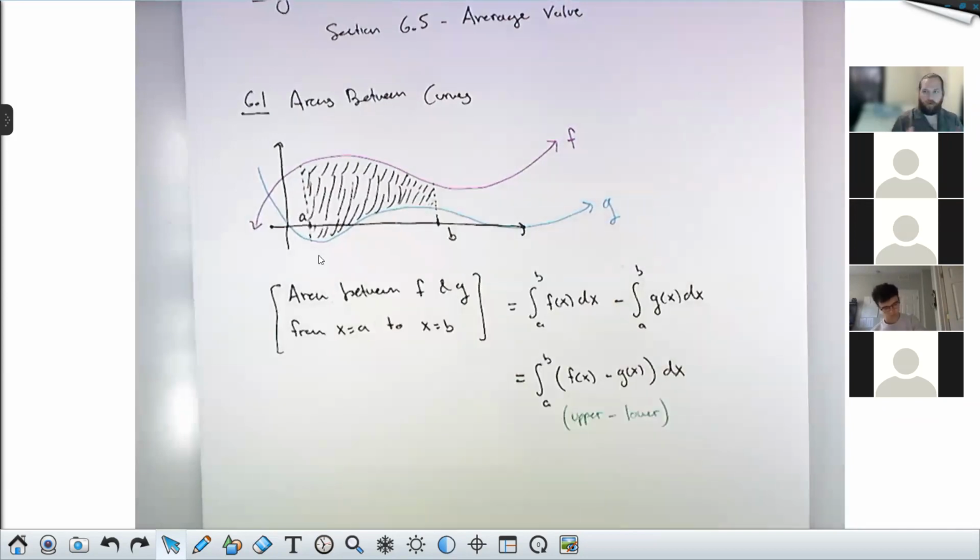And that will work regardless of whether one or both of those functions are positive, one or both of those functions are negative, or some of them are positive some of the time and some of them are negative some of the time. This upper minus lower scheme will work great as long as both of your curves are functions of x, right? As long as both of these curves pass the vertical line test, you are good to use this rule.